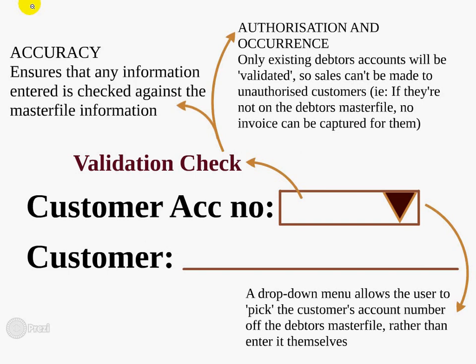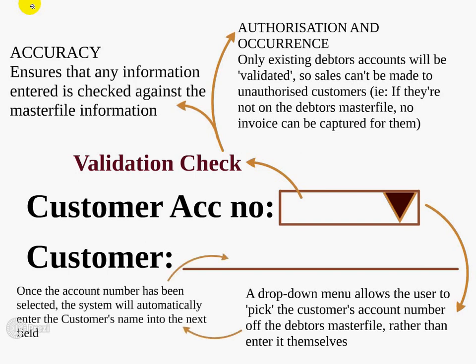Or you could have a drop-down menu, which allows the user to pick the customer's account number off the debtor's master file rather than enter the information itself. And once the account number has been selected, the system will automatically enter the customer's name into the next field. So it would be system-generated information. And that way, simply by filling in the customer account number, the customer's account name will pop up automatically. It will be auto-filled, system-generated, whatever you want to call it. And that will help us with the accuracy of information. And behind the scenes, it means that if that customer account number is not on that drop-down menu, it's not a debtor, which means you shouldn't be making an invoice for them.